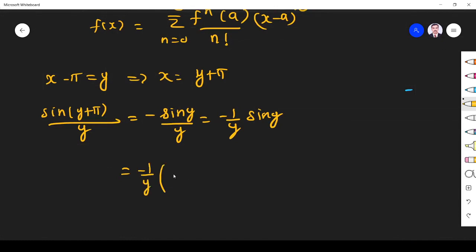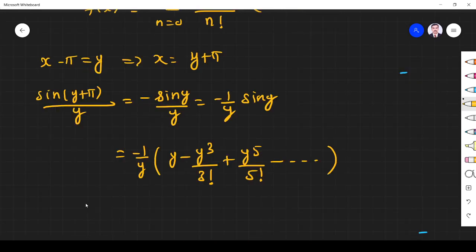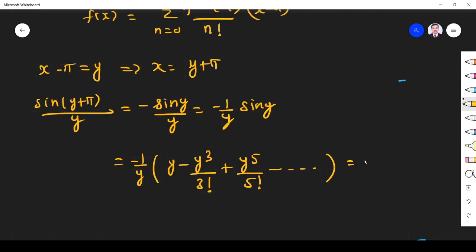The expansion of sine y is y minus y cube divided by 3 factorial plus y power 5 by 5 factorial. Like that it will go. So this is minus, right? So now you simplify it. This y I bring inside. What will happen if I bring this y inside? It will become minus 1 plus y squared by 3 factorial minus y power 4 by 5 factorial.